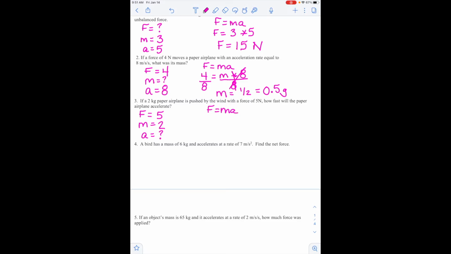So when it comes to our formula, we are going to plug in our numbers. F is equal to 5. M is equal to 2. And we are going to multiply that by A. To get our A by itself, we're going to do the opposite of multiply by 2, which is divide by 2 on both sides of the equation. Cancel out our 2's. So A is equal to, if we simplify our fraction, that is 2.5 meters per second squared.